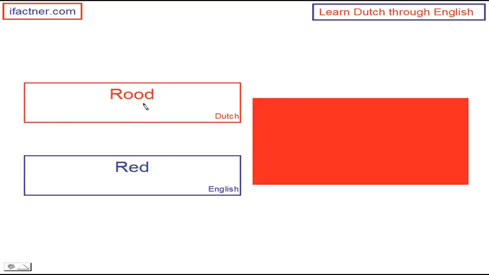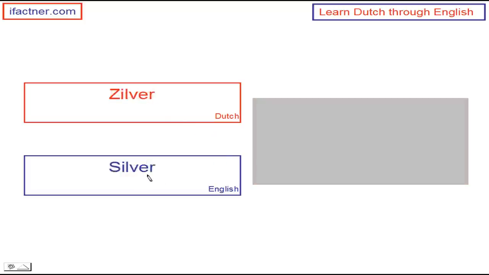Red, rood. R, O, O, D, rood. Silver, zilver. Z, I, L, V, E, R, zilver.